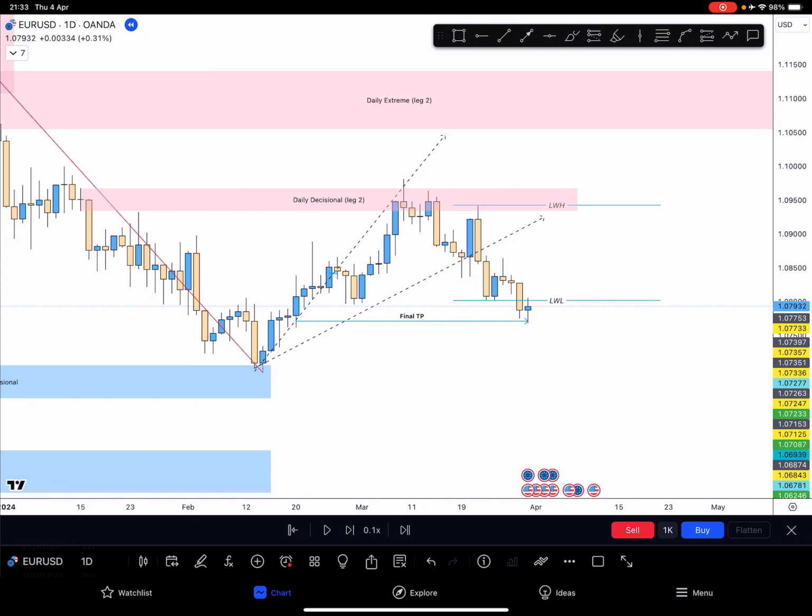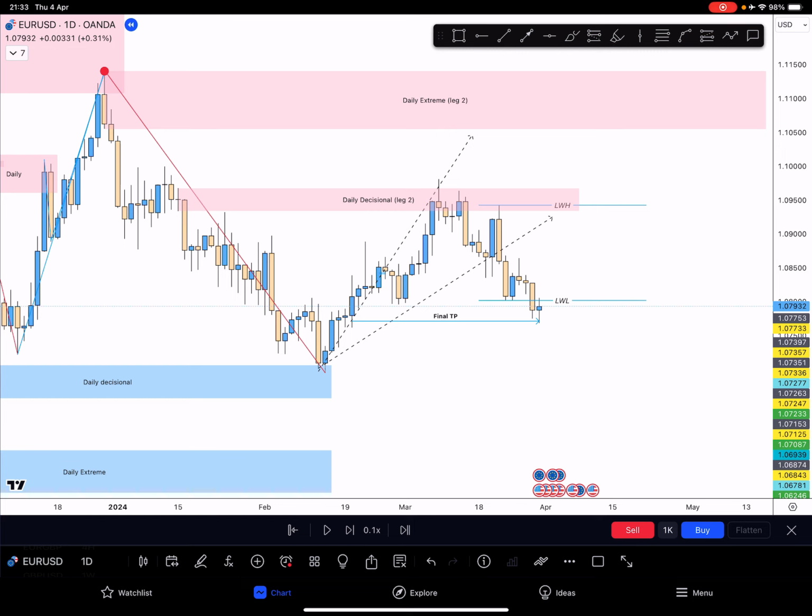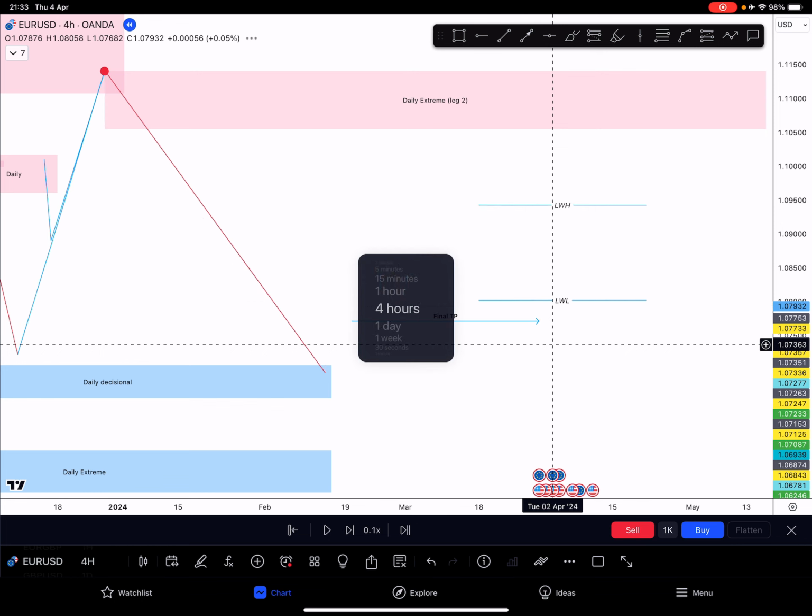Okay, so now that's the overall play. What we were expecting is for price to come in here, and then either from here or from here, price should have a reaction. So all our trade ideas are based off that.